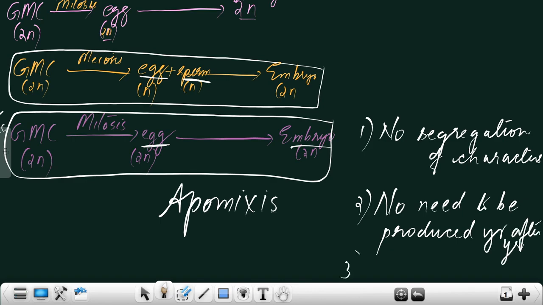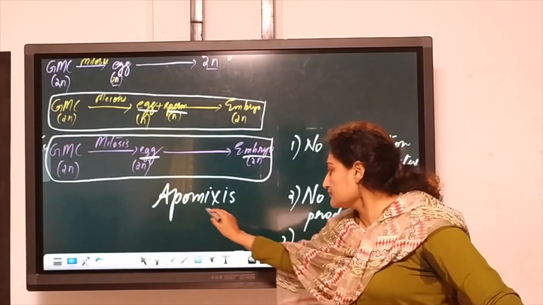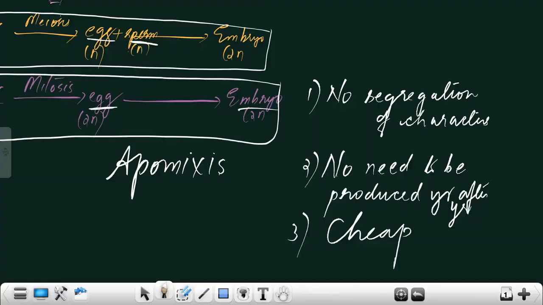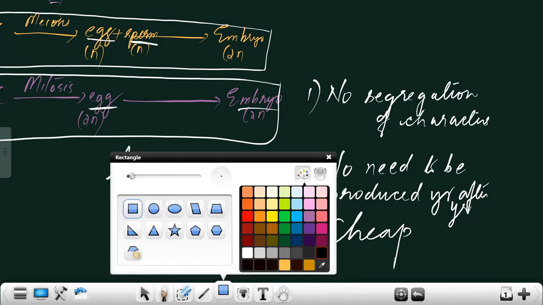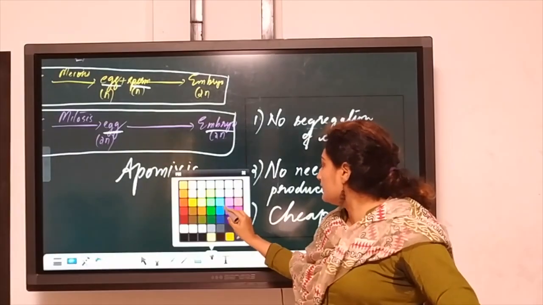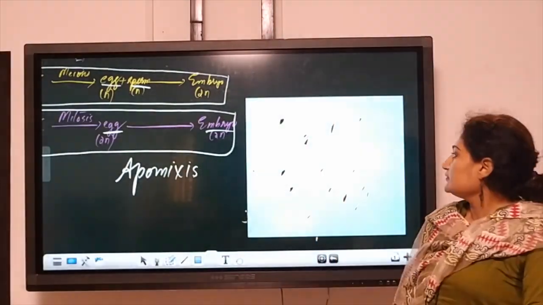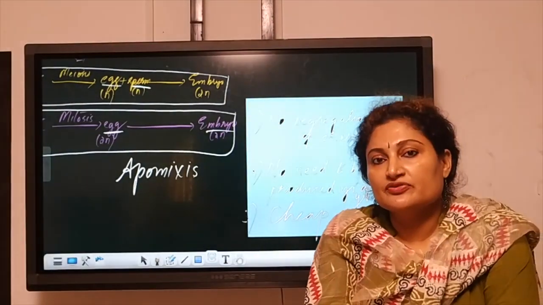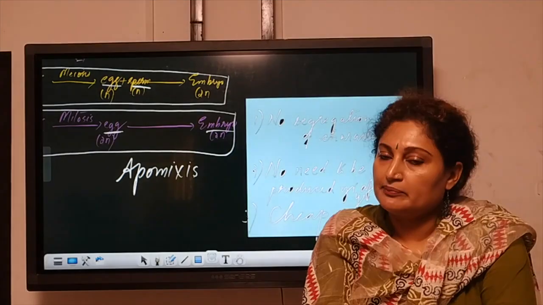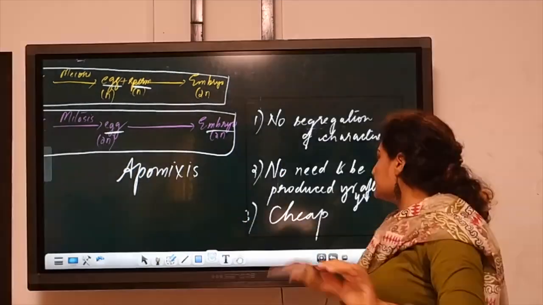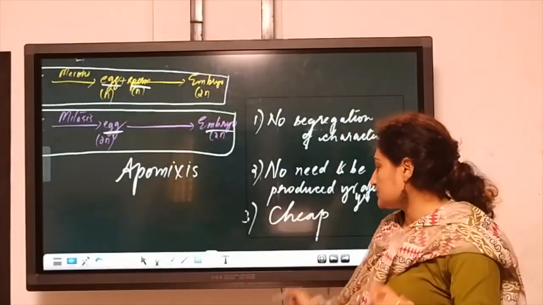And the last advantage, compared to the hybrid seeds, is that the apomictic seeds are cheap. So these are the reasons why apomictic seeds are preferred by farmers to hybrid seeds. That's why certain hybrid seeds are made into apomictic seeds. I hope you have understood this.